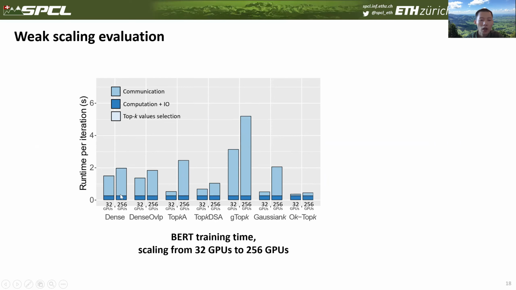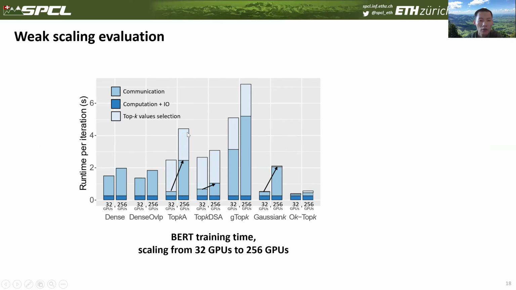Furthermore, we show the result on 256 GPUs. We can see as the number of GPUs increases to 256, the communication overhead for TopK A and Gaussian K increases significantly. This is because these two algorithms both use allgather-based sparse Allreduce, in which the bandwidth overhead is proportional to the number of GPUs used. And for TopK DSA, because it suffers from a fill-in issue, the communication overhead also increased significantly.